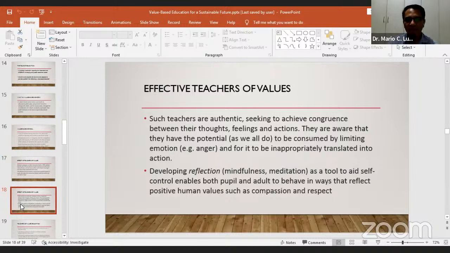So there must be teachers who would develop reflection, mindfulness, and meditation activities as a way to guide our pupils. And I know one school in Europe that introduced mindfulness activities. And I know India is also using meditation and reflection to guide our students so that they will behave well. So it's just a matter of preparing our students to become active or engaged learners, okay?